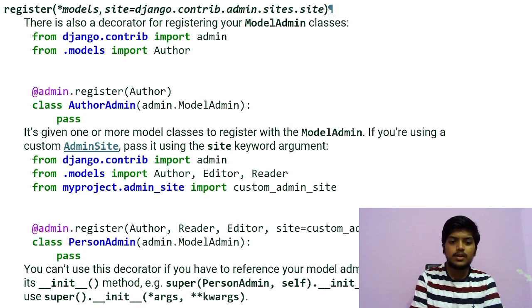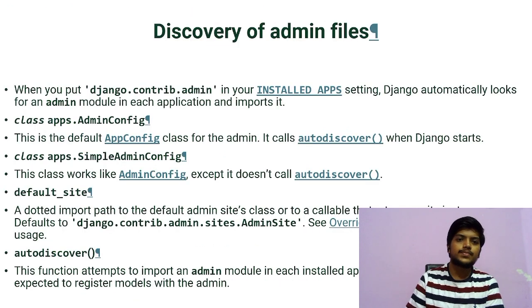You can't use the decorator if you have to reference your ModelAdmin class in its __init__ method, for example super(PersonAdmin, self).__init__(*args, **kwargs). You can use super().__init__(*args, **kwargs).